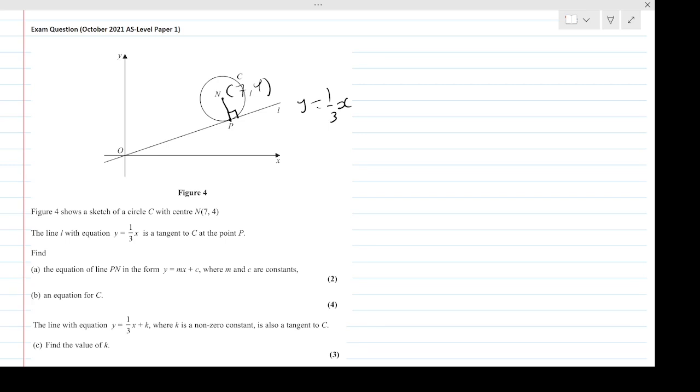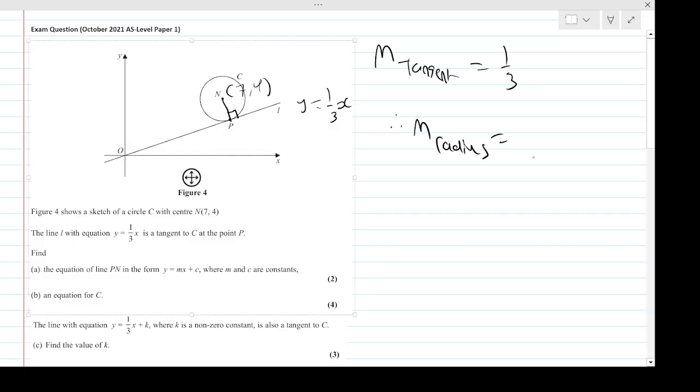So we already know that the gradient of the tangent, because it was a third x, the gradient would be a third. Therefore, the gradient of the radius, or PN, is going to be the negative reciprocal because they're perpendicular. So it's going to be negative 1 over 1 third, so minus 3. There we are. So then y is minus 3x plus c. Then we just need to find that c. We need a point to substitute into our radius here, but we know the centre also lies on it. So 7, 4 is the centre.